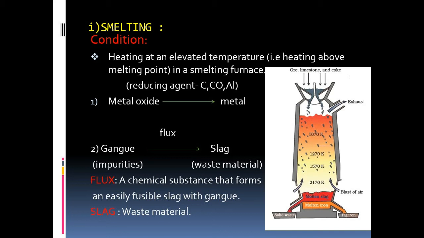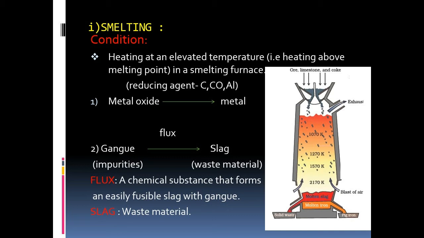Here, see the word smelting. If we remove the S, it is melting, which means we have to melt the ore. So we have to heat it up to the melting point of the metal in the ore. By giving heat we have to melt the metal. So we have to heat above its melting point. This is the major condition here.